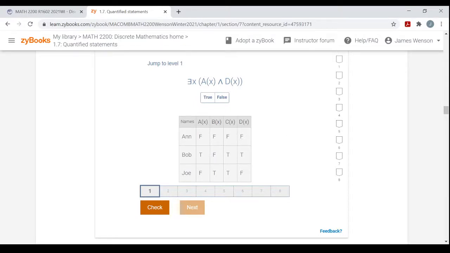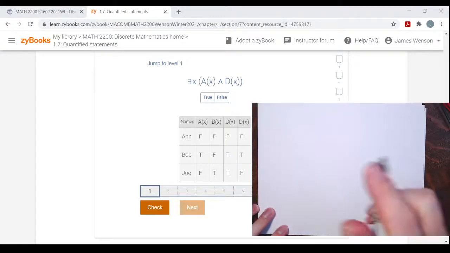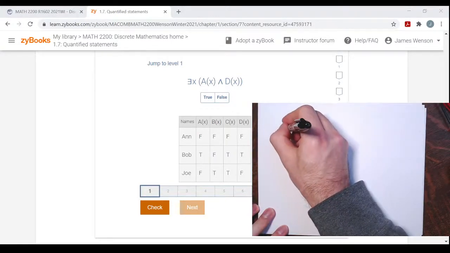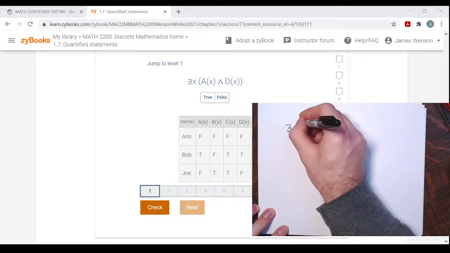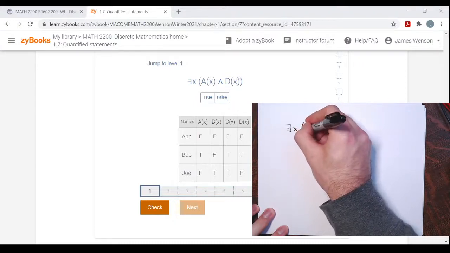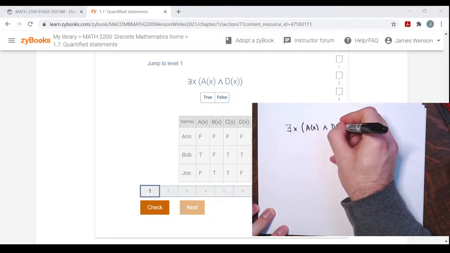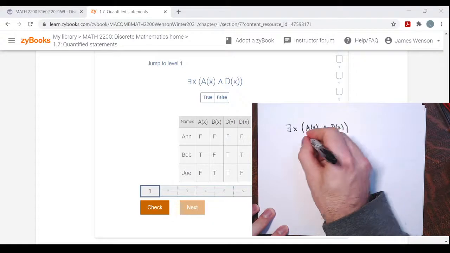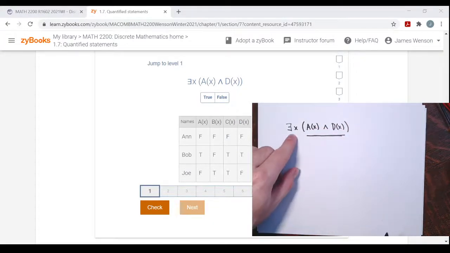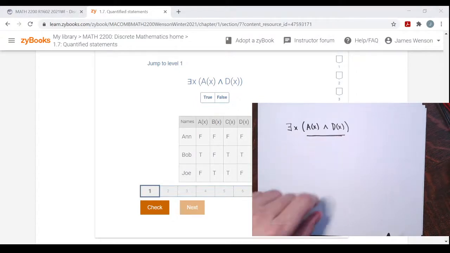All right, so let me show you some paper. It says there exists an X, there exists a person in this group, such that predicate A of X becomes a true statement, and D of X, right? We're trying to see, is this true for one? I just need to find one value, one person that makes this true. Now you could go through each one, if you see it already, great. If not, just go through them one at a time.